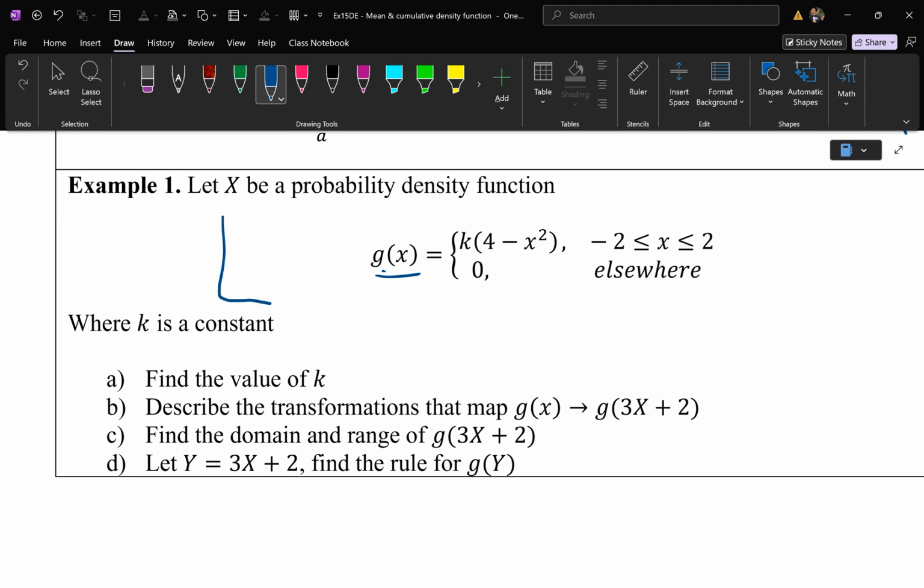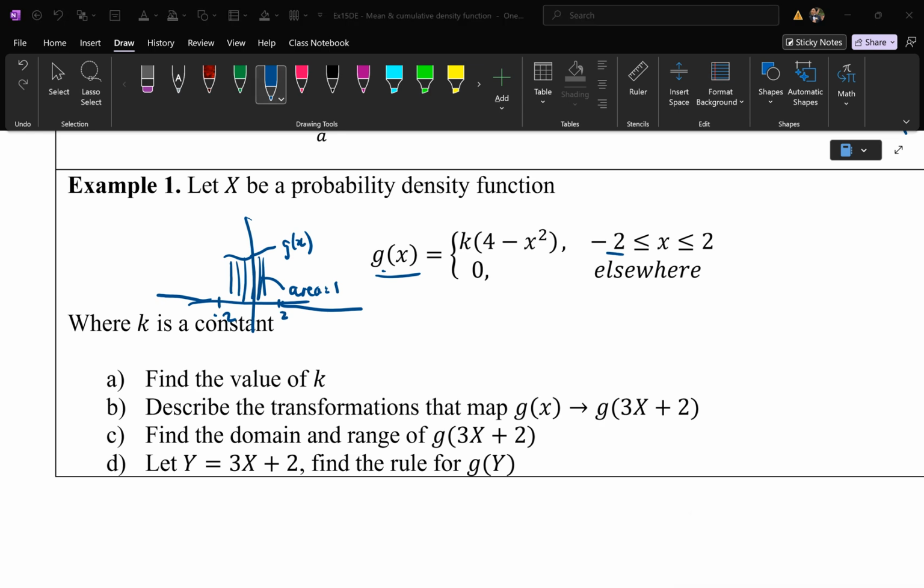So g of x is some function. Yeah, so there's g of x. I know it's a probability density function, so the area must equal 1. I know everywhere else is 0. It's between -2 and 2, so maybe I should have drawn it like this. Actually, I should have drawn it like this. So from -2 to 2, the area is equal to 1.